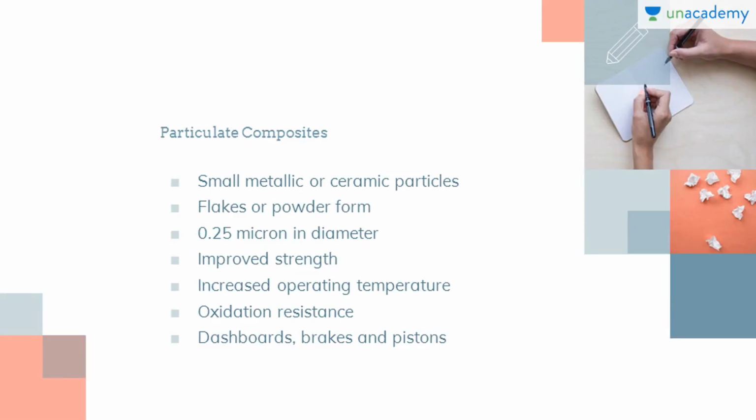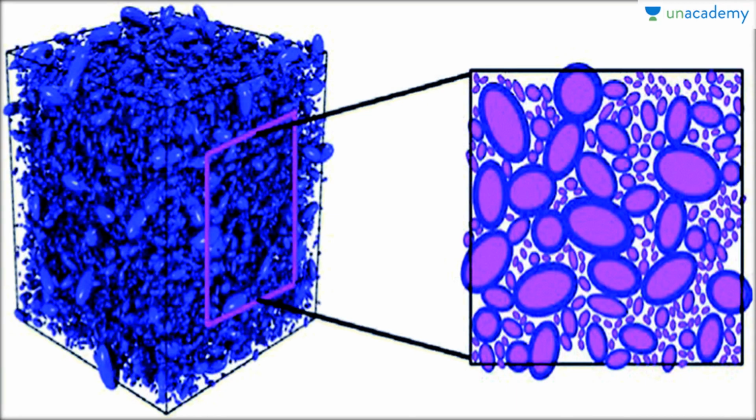Moving on to the particulate composites. In particulate composites, the reinforcement consists of small metallic or ceramic particles embedded in a matrix. They are in flakes or powder form. They have the diameter of 0.25 micron. They have improved strength, increased operating temperature, oxidation resistance, and they are used for the making of dashboards, brakes and pistons. So these are the types of particulate matrices. You can see the micron structures of them.